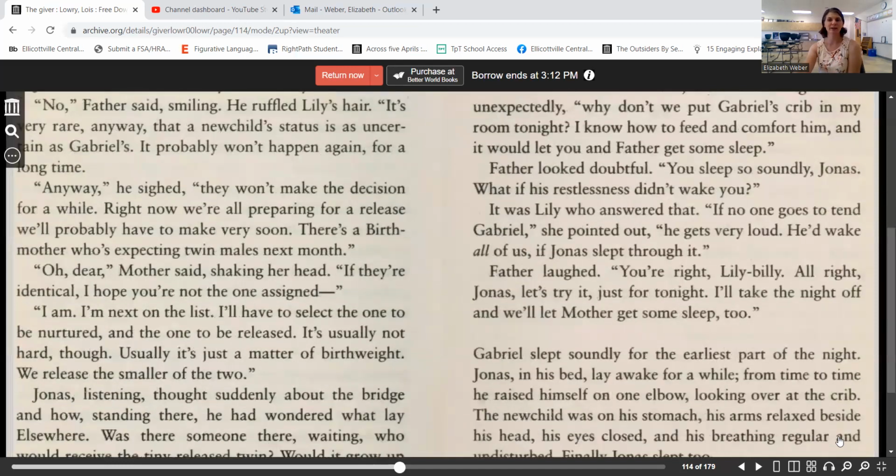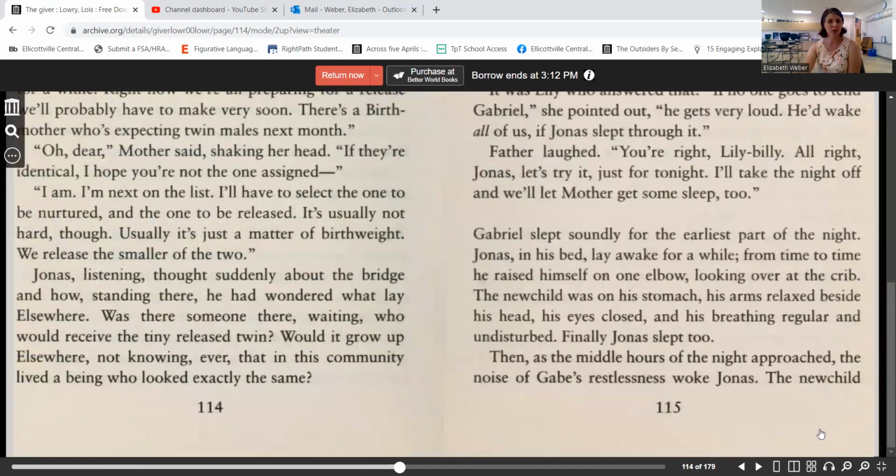Gabriel slept soundly for the earliest part of the night. Jonas, in his bed, lay awake for a while. From time to time, he raised himself on one elbow, looking over at the crib. The new child was on his stomach, his arms relaxed beside his head, his eyes closed, and his breathing regular and undisturbed. Finally, Jonas slept too.